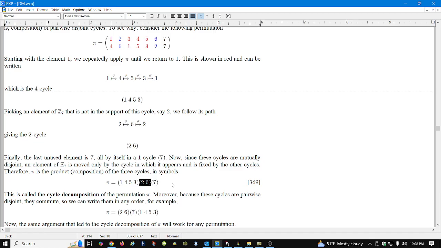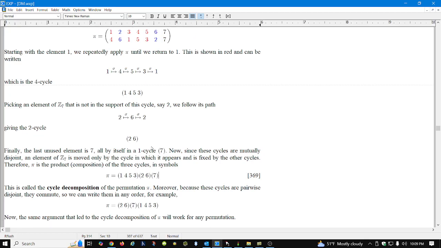What happens to 5? Well, this doesn't move 5. This fixes 5, this fixes 5, this moves it to 3, so pi of 5 is 3. This is ordinary composition of, well, bijections in this case. But all the bijections except one don't move the element you're applying this to. This is called the cycle decomposition of the permutation.